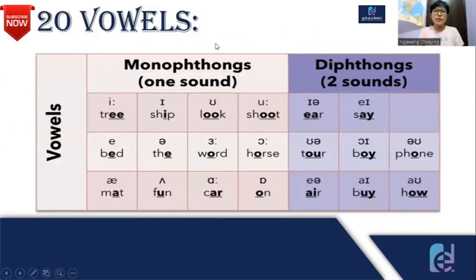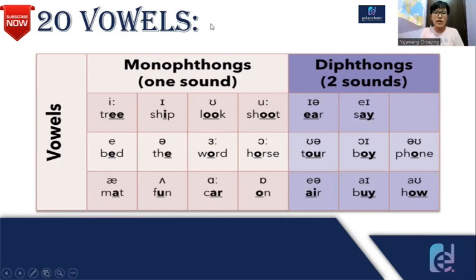So here are the main topics. About the vowels, we have already learned that vowels can be categorized by duration of production, and then on the basis of sound production. If you divide the vowels on the basis of sound production, there are monophthongs and diphthongs. There are 20 vowels, and out of those 20 vowels, there are 12 monophthongs and 8 diphthongs.